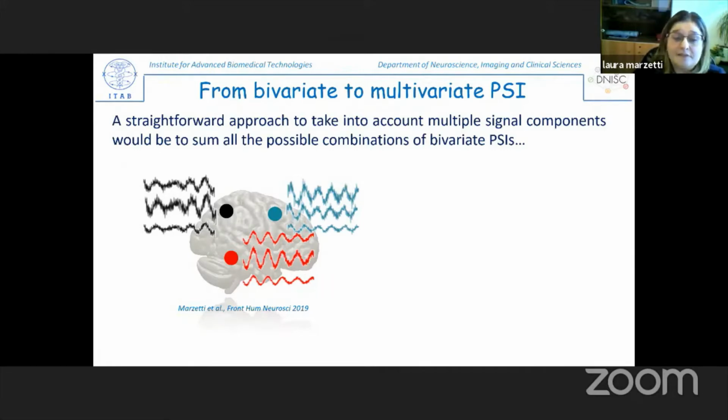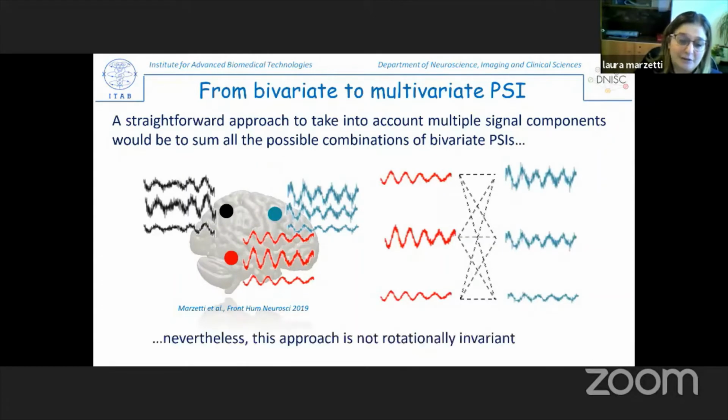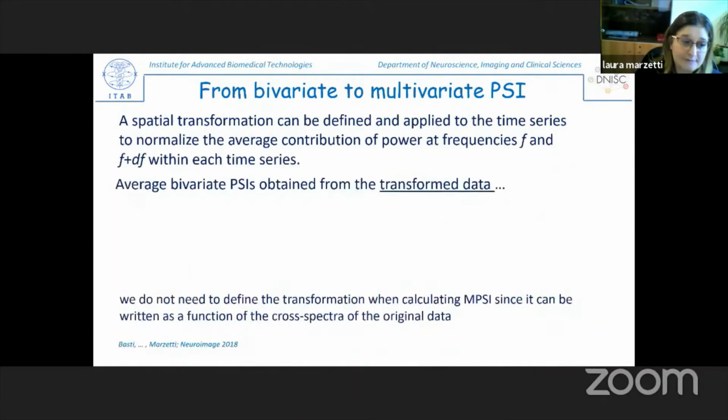And in principle, you could think that if you have many signals, you could do all possible pair combinations and then average across all possible pairs. But if you do this, it turns out that the result might depend on the reference system in which you are projecting your data. So it can be an issue if, for instance, you have a different situation in which your data are projected along different dimensions.